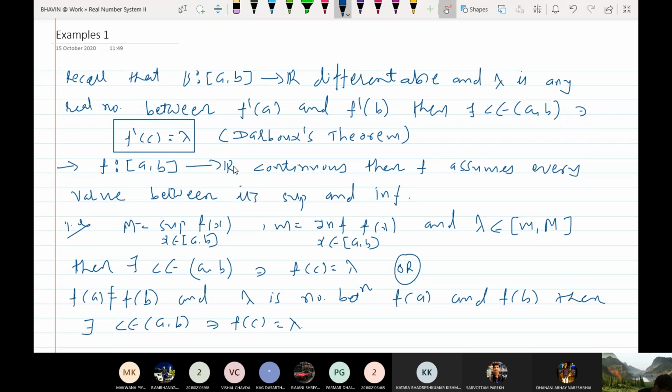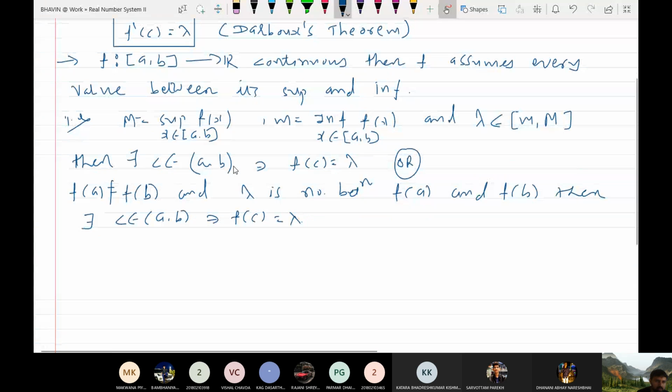Now let me take some examples. What is inverse function theorem? The third one is a very important result, inverse function theorem. Abhay, tell me inverse function theorem. Do you remember inverse function theorem for differentiation?